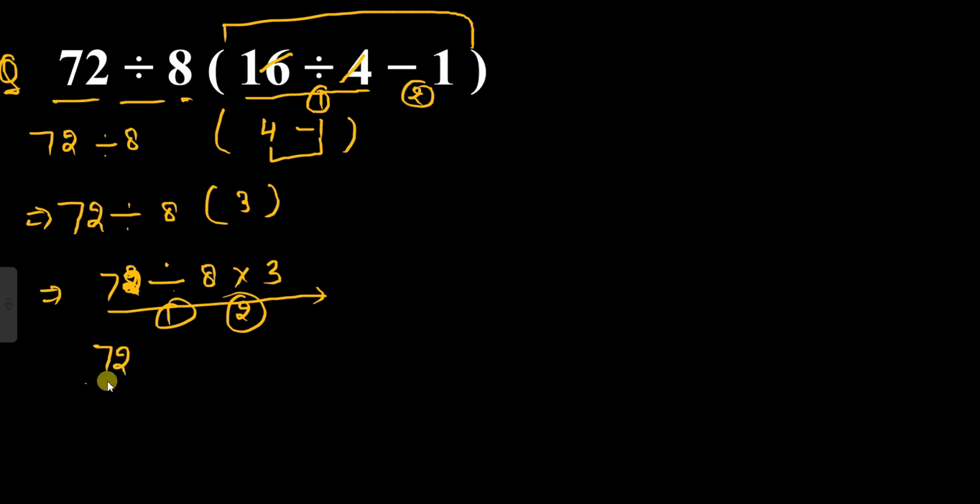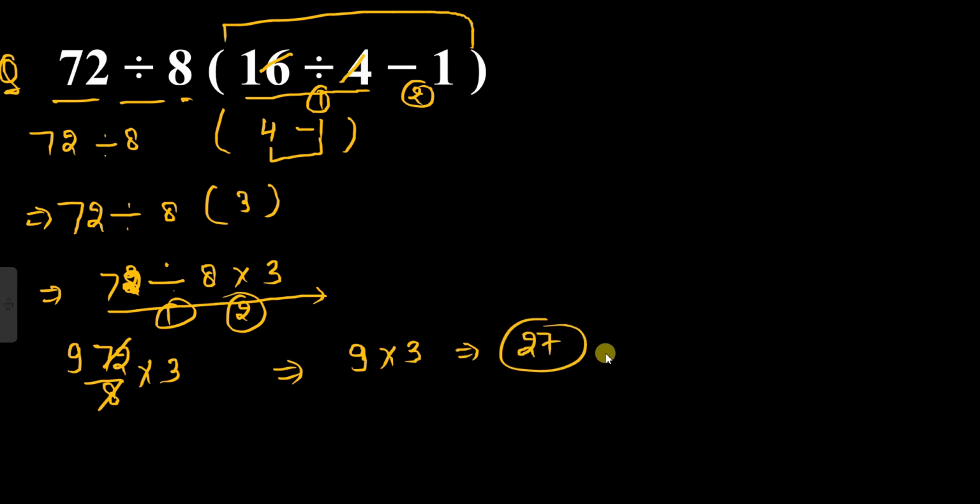So 72 divided by 8 times 3. 72 divided by 8 is 9. Now let's solve further. 9 times 3, that's what it becomes. 27. This is the right answer.